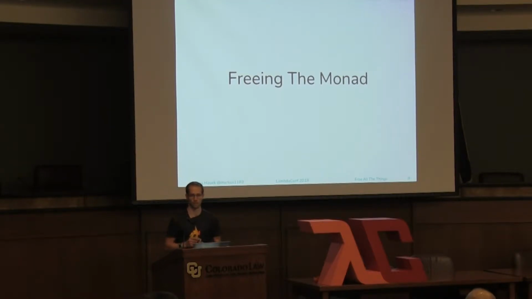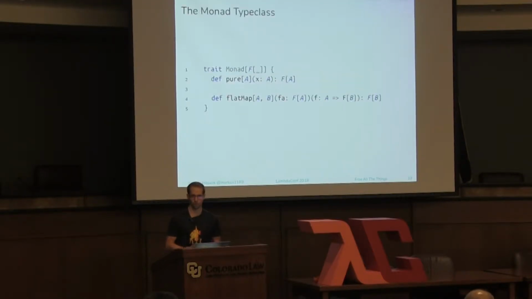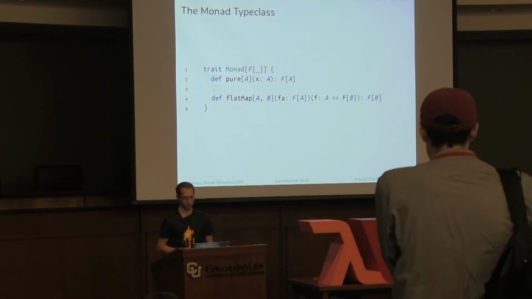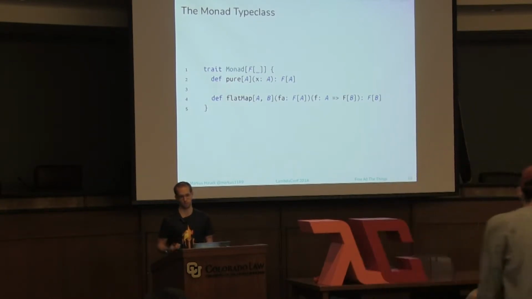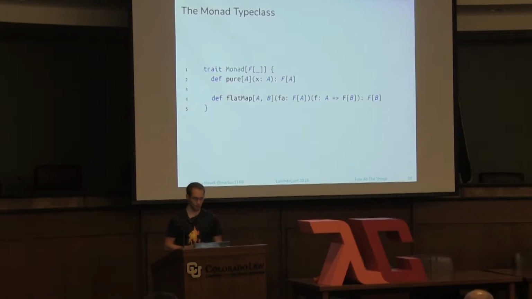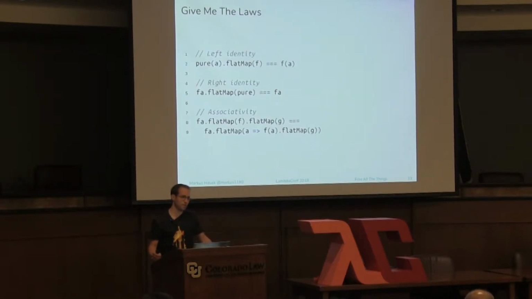Okay, with that aside, let's first free the monad. And for that, we first look at the monad type class. We have the operation called pure, which takes an x and just lifts it into the type constructor. And we have the operation called flatMap, which given a value of type F[A], that is an A wrapped into the type constructor, and a function from A to an F[B], gives us back an F[B]. You should all probably know the flatMap operation by now. And the monad type class comes with some laws. There is left identity, which says that when you apply pure to a value and flatMap over it, it should be the same thing as just applying the function f to the a.